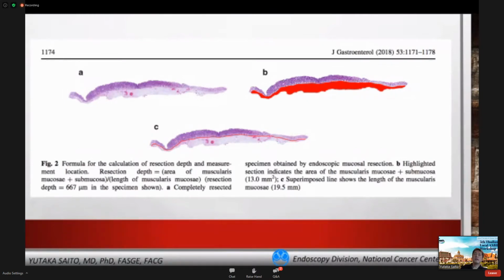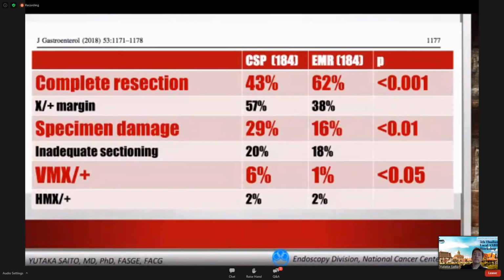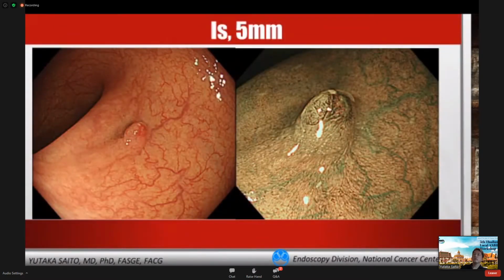And as you know, the muscularis mucosae is difficult to cut by cold snare polypectomy. And the complete resection rate is statistically lower in cold snare polypectomy compared to EMR. And importantly, the vertical margin positive or unknown rate is much higher in the cold snare polypectomy group. So it is really important: don't perform CSP for high-grade dysplasia or carcinoma.